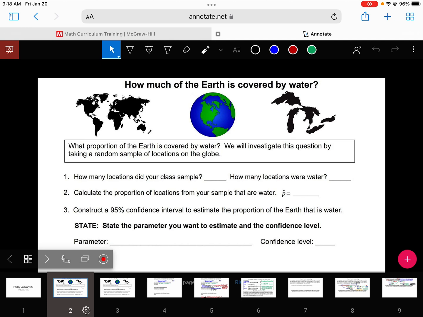17, 18, 19, that is water. 20, 21, 22, 23, 24, 25. Let's go in. This is 25. It landed in a lake, but it is 25. I'm at 15 so far. Are you guys at 15? Okay.